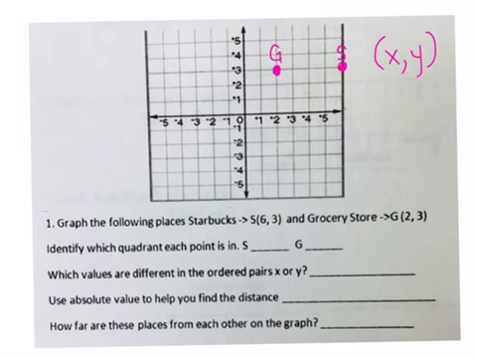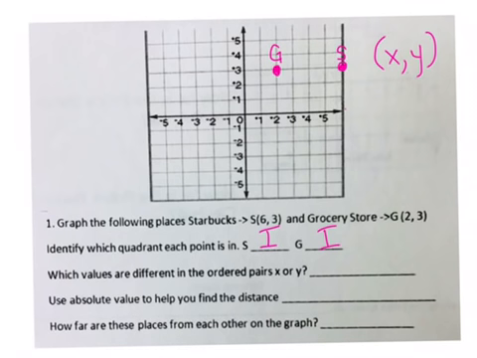All right, so now we can answer our questions. So first thing it says is we are going to identify which quadrant each point is in. So S, the Starbucks, is in quadrant 1 because it is positive, positive. So quadrant 1, remember we're writing these with Roman numerals. And the grocery store is also positive, positive, so it is also in quadrant 1.